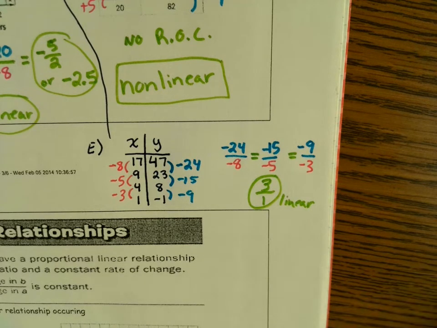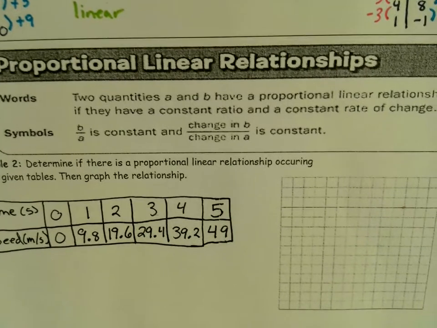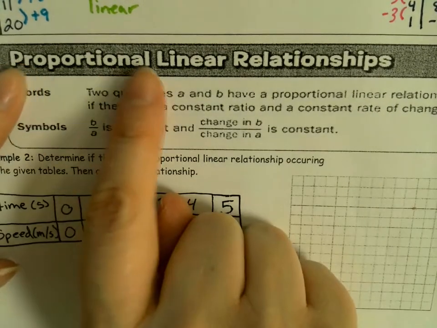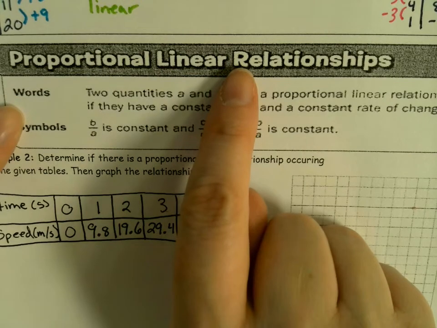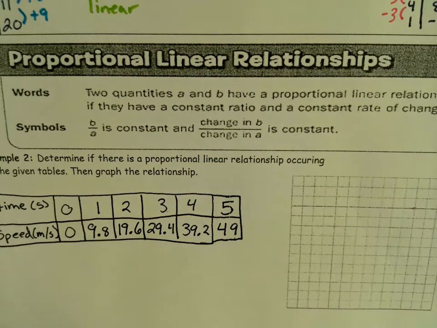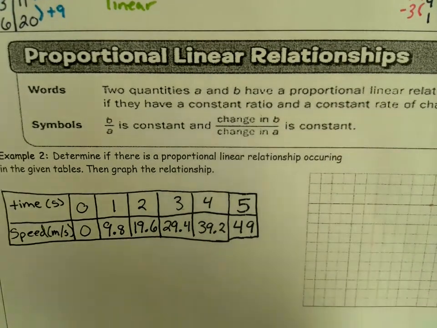Okay, so let's go on to proportional relationships. Proportional relationships also means it's going to be linear. If it is proportional, it has to be linear because by definition, proportional relationships are straight lines, but they also have to have a proportionality to them. And in order for them to have a proportionality, they have to pass through the origin.